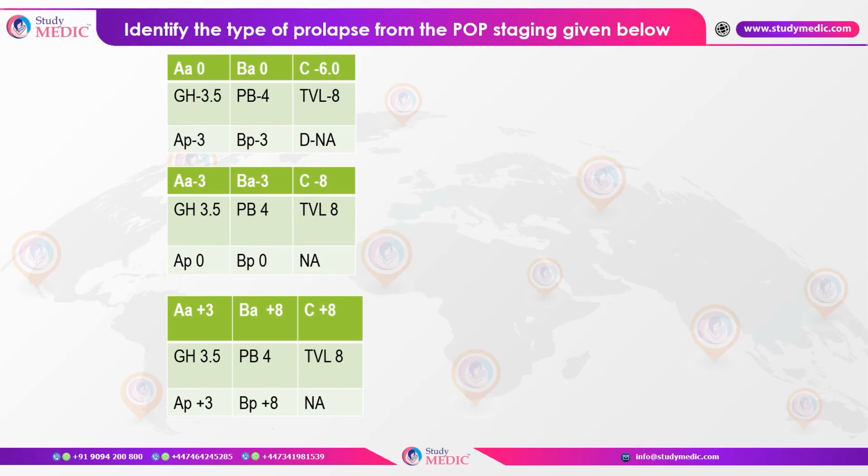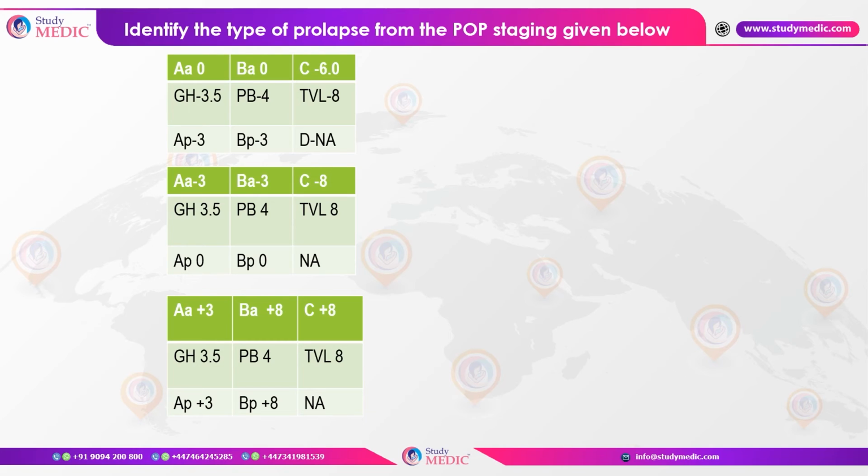Now pause the video here and identify the type of prolapse from the points that are given here. Okay, so if you see this graph first, point A is at 0, point B A is at 0, C is -6, total vaginal length is -8, so point C is at the normal position. Point AP is -3, BP is -3 and D is not applicable because the woman has undergone a hysterectomy. So what do you have here? This is basically an anterior vaginal walled prolapse. The posterior wall is in the normal position.